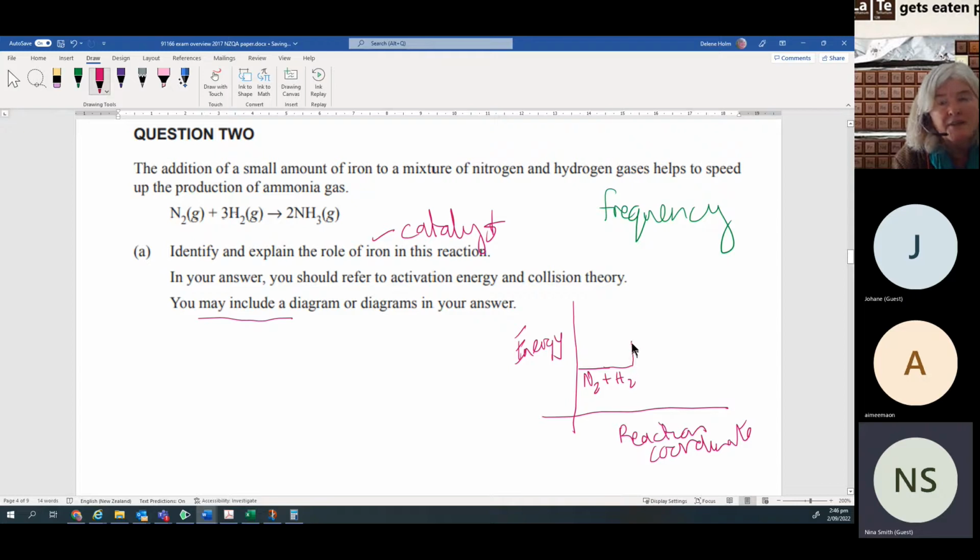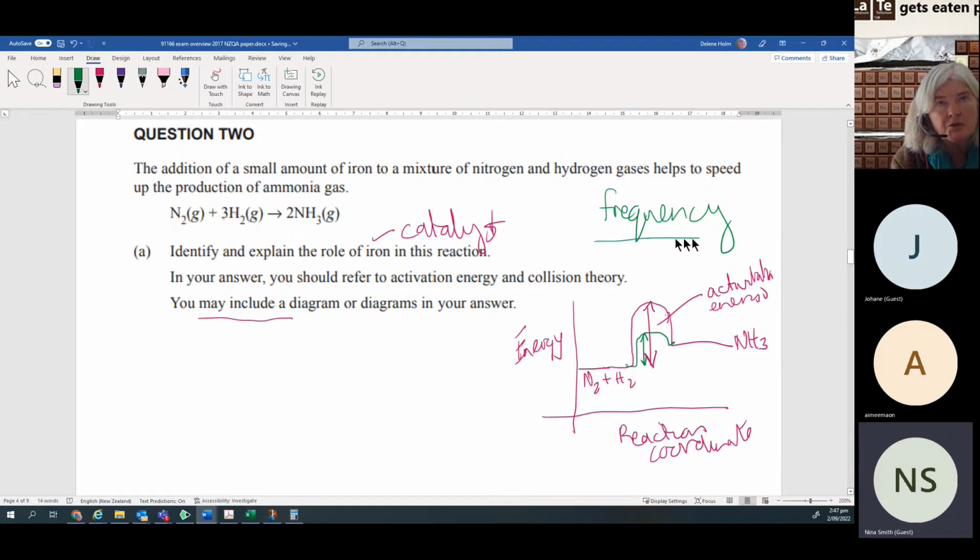And when they collide, they need a certain amount of energy. Now, we don't know whether it's exothermic or endothermic because we're not told. So you can make it like this if you wanted to, but you do need to label it and say that this is the activation energy. They won't mark you wrong if you made this one higher or lower, because you're not given anything about that. And when I have a catalyst, then I provide a different pathway which needs less energy.